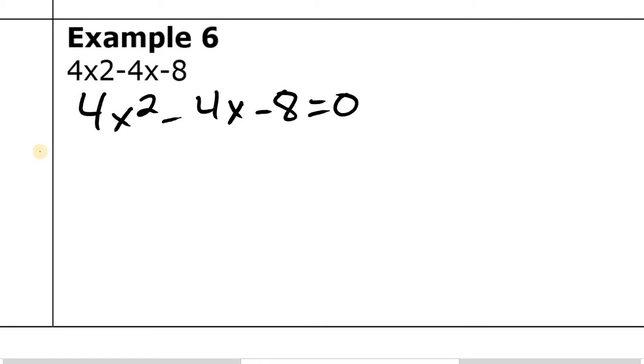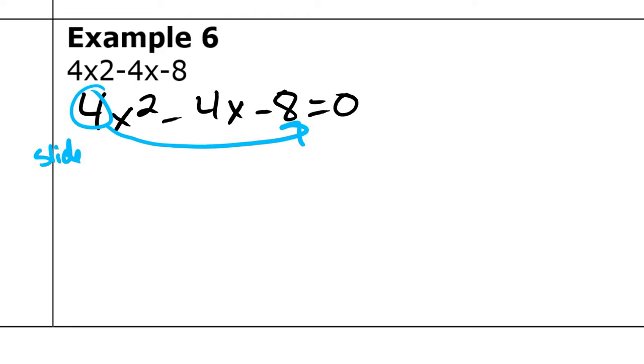So remember, slide. We take our leading coefficient, we slide it down to our last number, that 8. And what do we do with those two numbers? We multiply them. What's 4 times 8?